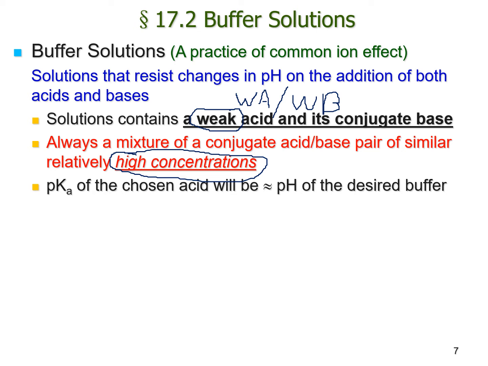For a buffer solution, the pH should be very close to the pKa of the acid that we choose. Since the higher the value of pH, that means the lower the value of Ka, the weaker the acid it is. So I just want you guys to remember, for a buffer solution, it is going to be a weak acid and its conjugate. So there's a pair of weak acid and weak base.